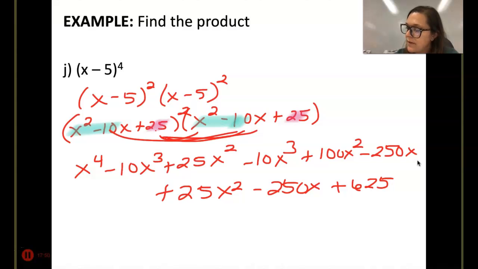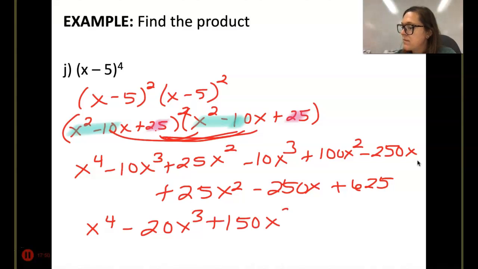And then start combining things. So x to the fourth doesn't have anything to combine with, so that's x to the fourth. X to the third, looks like we're going to get negative 20x to the third. And then we've got x squared: 25 and 25 makes 50, plus 100, so 150x squared. My x's, negative 250 and negative 250 gets me negative 500x. And then the 625 stands alone.